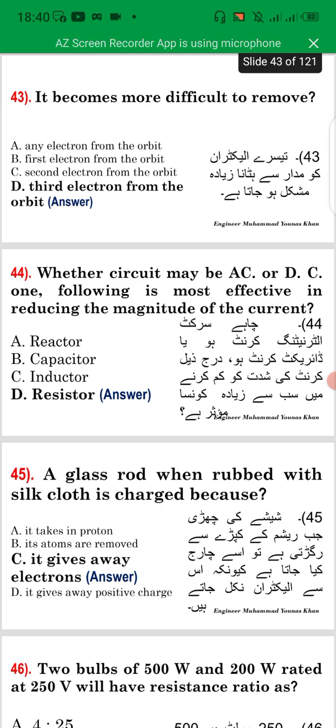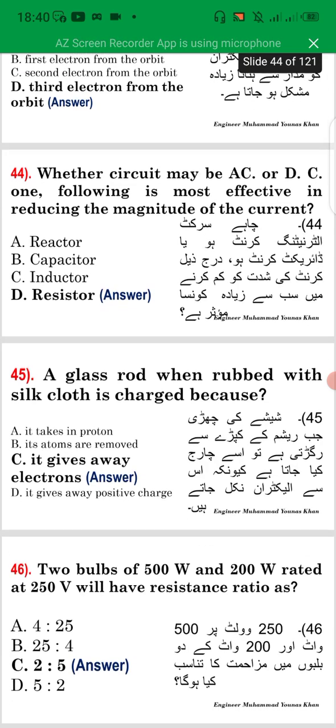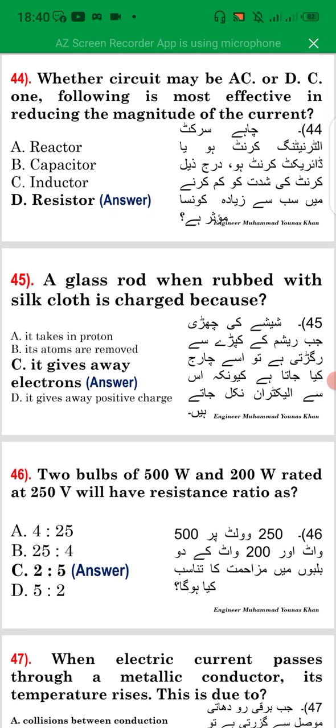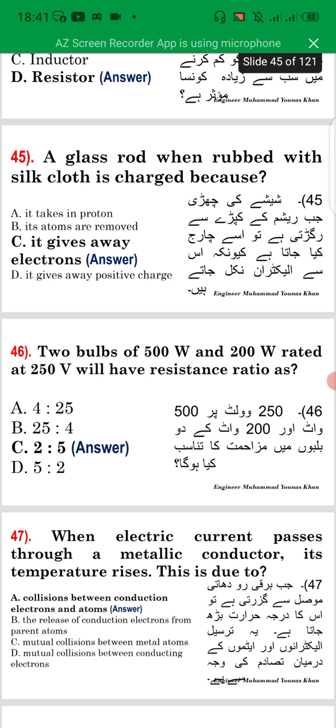Question number 44. Whether circuits may be AC or DC, which of the following is most effective in reducing the magnitude of current? Reactor, capacitor, inductor, resistor. The correct answer is resistor. Question number 45. A glass rod when rubbed with silk cloth is charged because it takes in protons, atoms are removed, it gives away electrons, it gives away positive charge. So the correct answer is it gives away electrons.